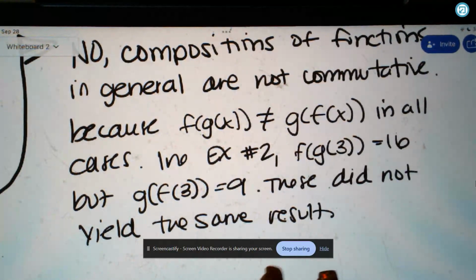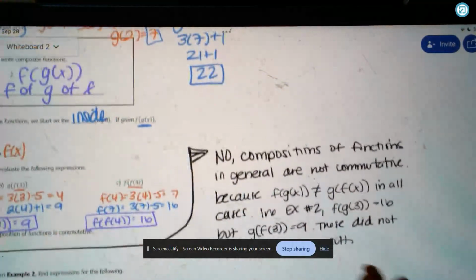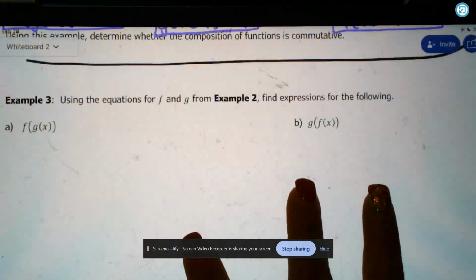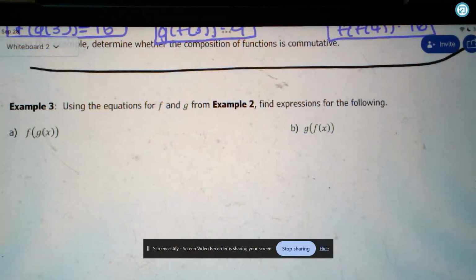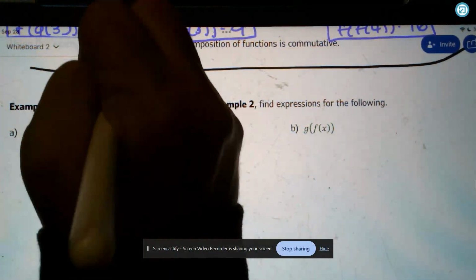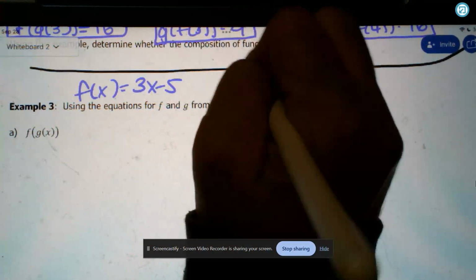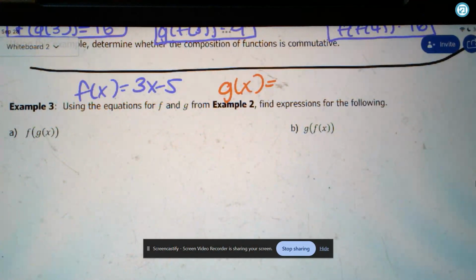All right, so now let's go to example number 3. Using the equations for f and g from example 2. So I'm going to rewrite those because I don't want to have to keep scrolling back up. So in example 2, f was 3x minus 5, and g was 2x plus 1.